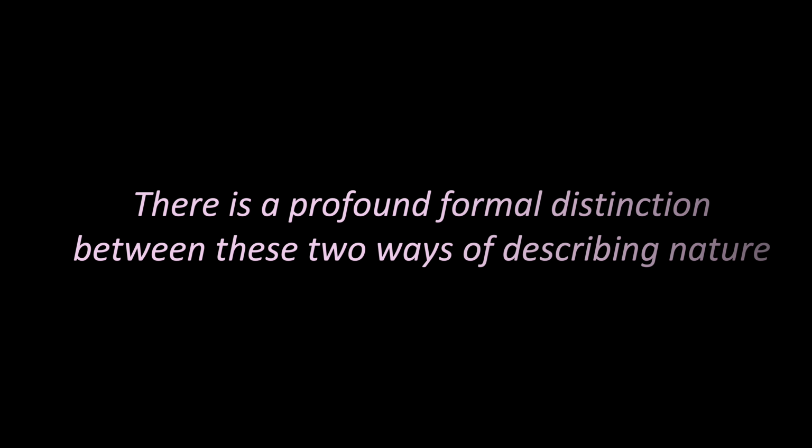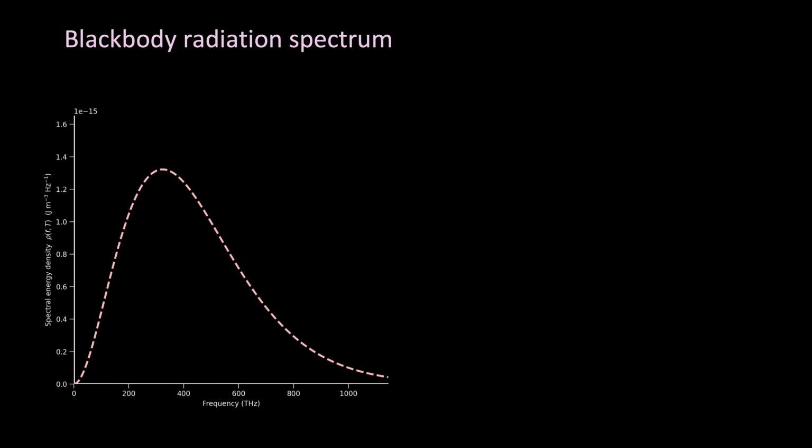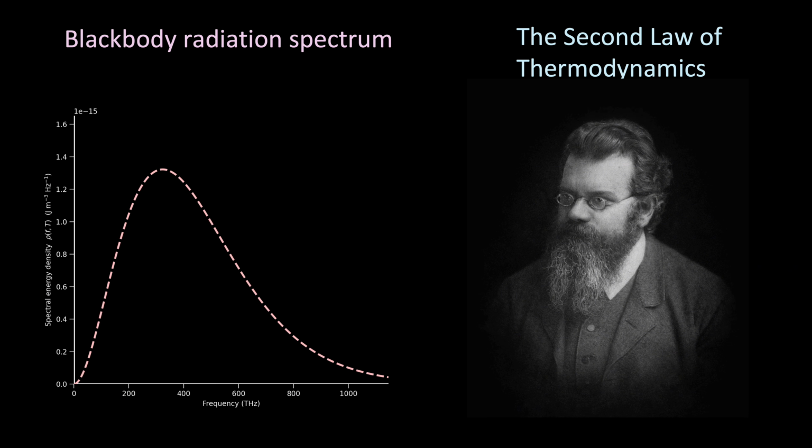problem had changed that. And so Einstein decided to proceed without assuming a picture of the creation and propagation of radiation. Instead of guessing what light is made of, he would try to extract that information from the most reliable facts available. And those facts came from two sources. The first was the experimentally established form of the blackbody radiation spectrum, and the second was the most general and powerful principle available for systems in equilibrium, the second law of thermodynamics, and more specifically, the statistical interpretation of the second law that had been put forward by Ludwig Boltzmann.